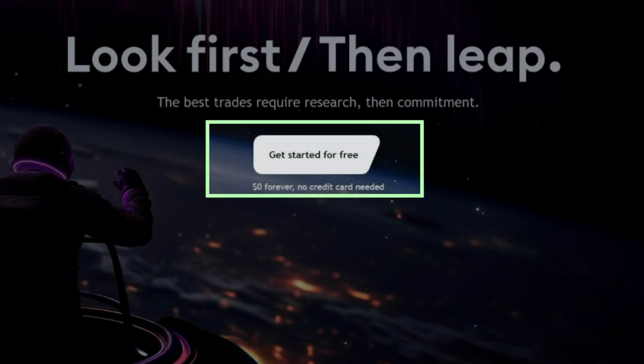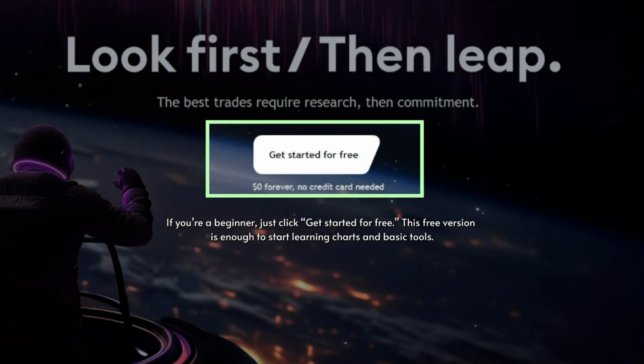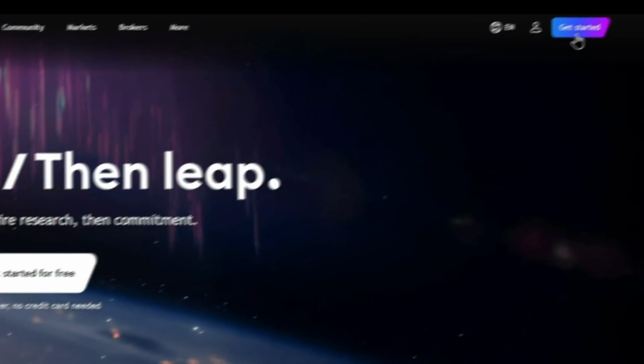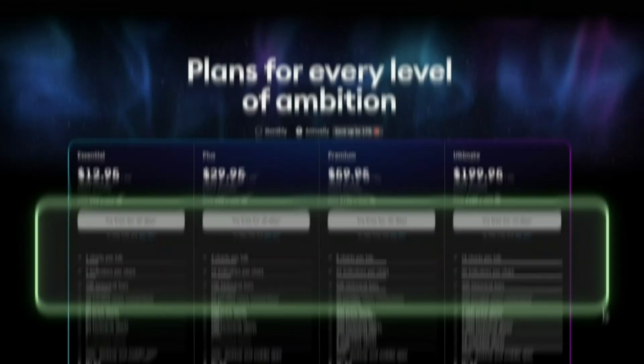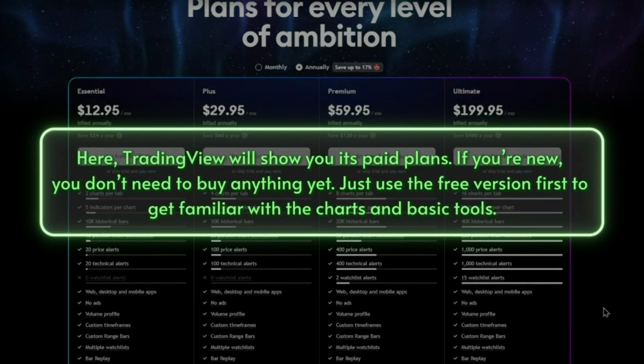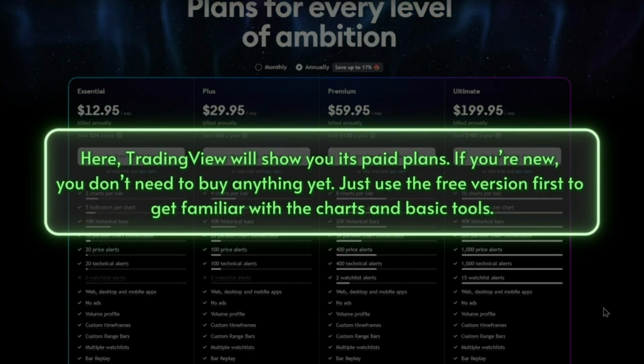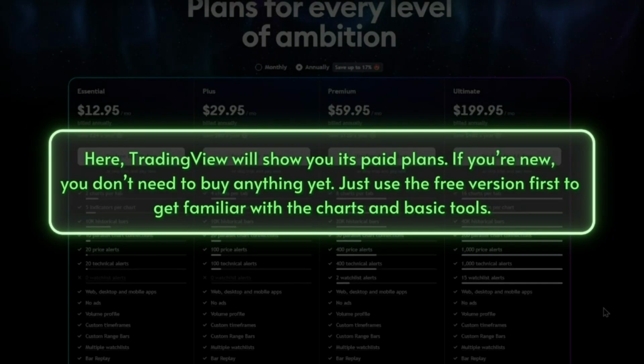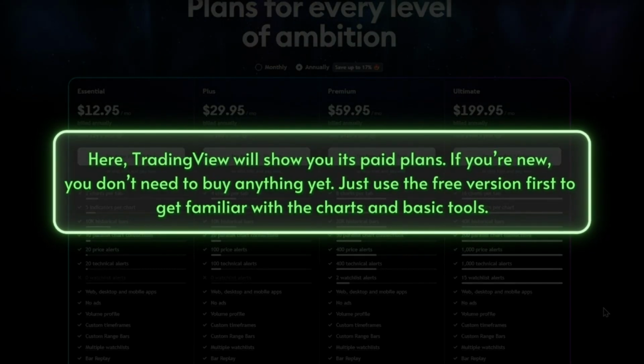After you click Get Started for free, TradingView may show you paid plans like this. If you're new, you don't need to buy anything yet. Just start with the free version to get familiar with the charts, drawing tools, and basic indicators. When you actually need more features, you can upgrade later.